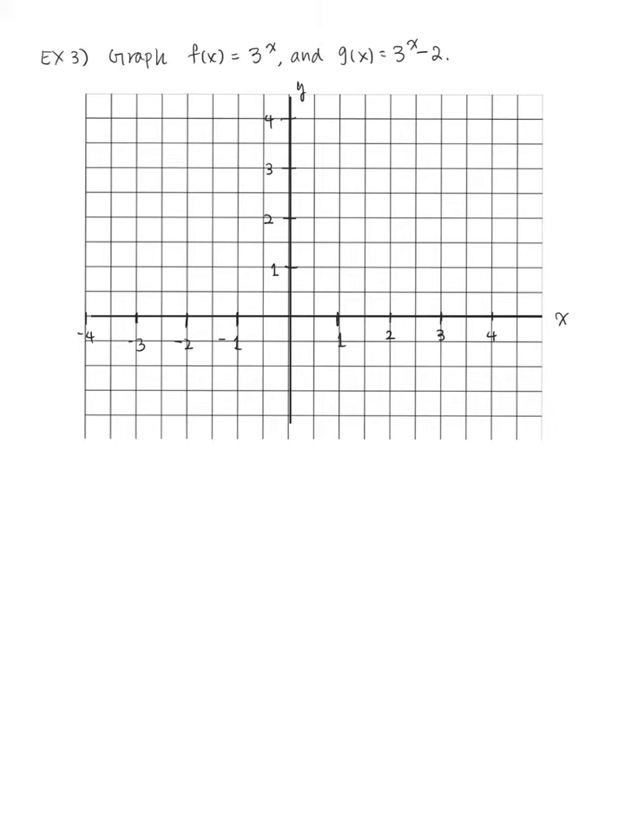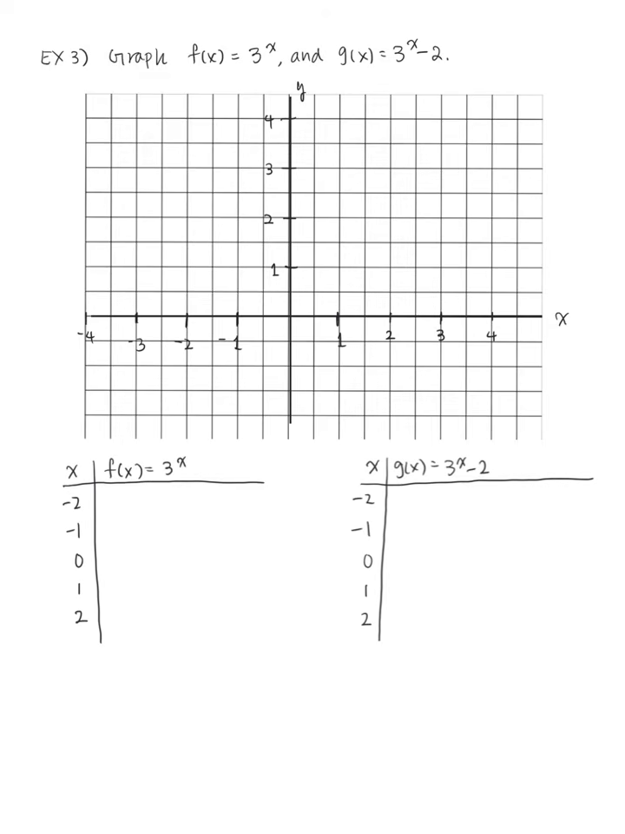Now let's try something like this. Graph f of x equals 3 to the x and g of x equals 3 to the x minus 2. Alright, so I believe that we did graph 3 to the x earlier, but why in the heck not? Let's try it again. Let's make some charts here. So I chose from -2 to 2. I want to make sure that I'm going to include the key points, which are x equals -1, 0, and 1. All right, let's do this.